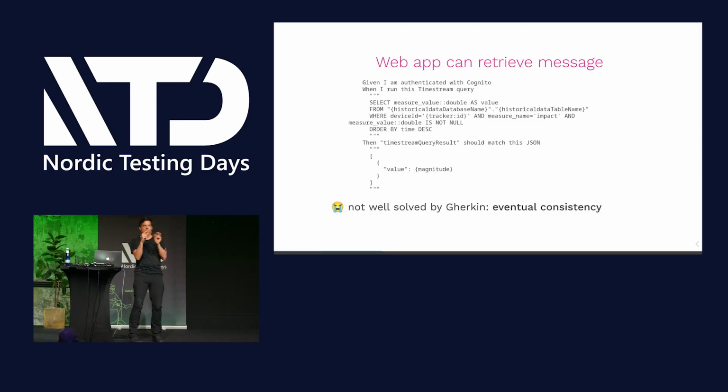However, this is not immediate. If I put something on AWS IoT and publish it on a topic, it then goes through rules and some processing and then gets written into Timestream. So there can be 150 milliseconds, 200 milliseconds, or longer between these two things. And in Gherkin, basically that needs to be there immediately. So Gherkin just expects your tests and your system under test to have immediate consistency. So it's not very well designed for having eventually consistent systems.